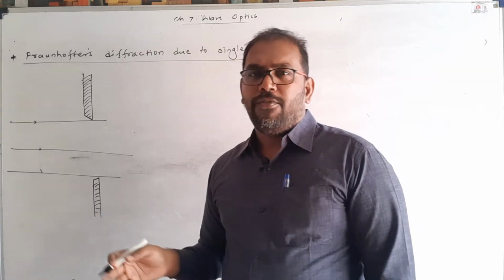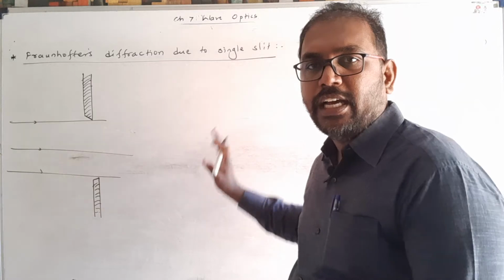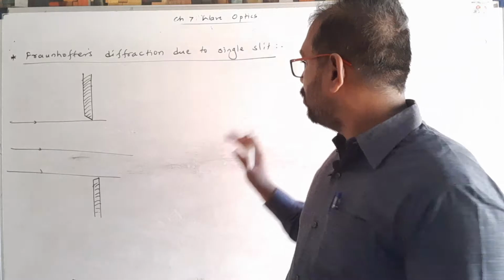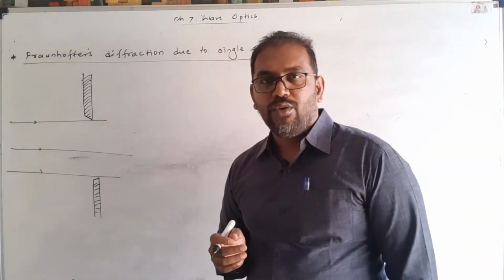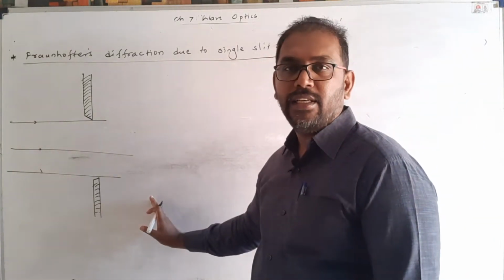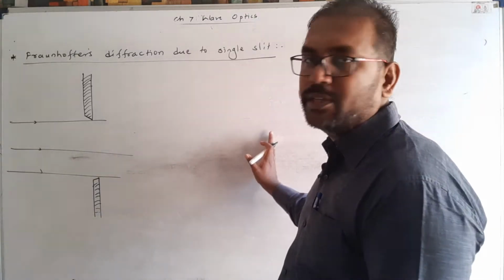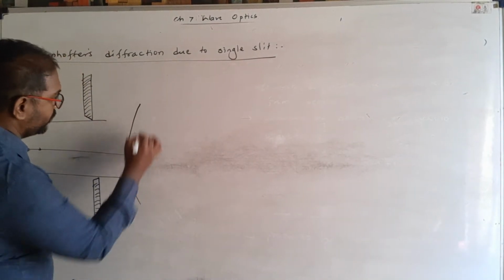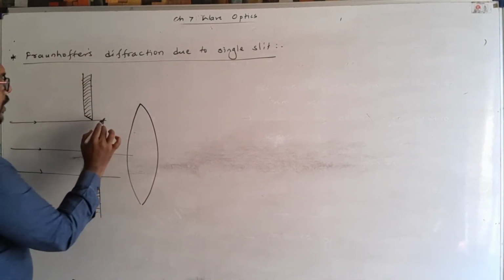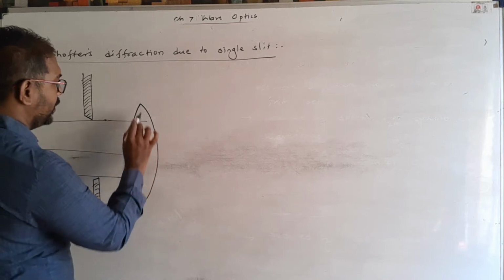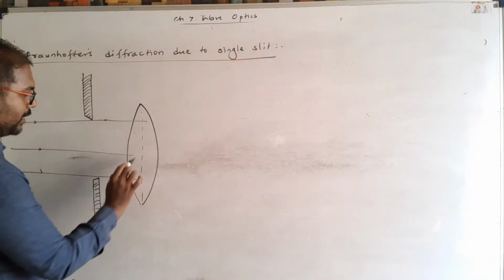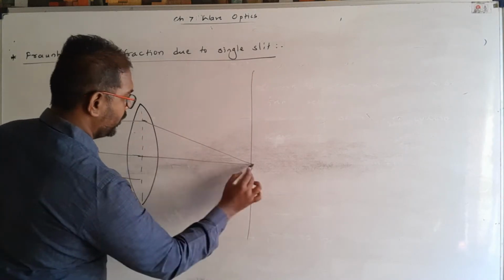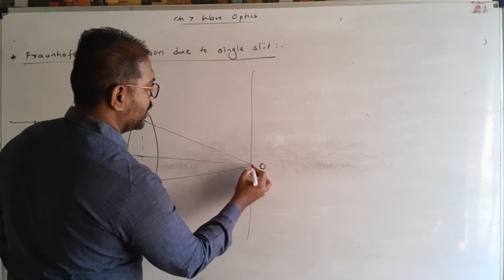Now, if we get a diffraction pattern at infinitely large distance, how do we observe it? So we have to bring that diffraction pattern closer. We can do one thing here, we can keep a convex lens. Because of that convex lens, we get the diffraction pattern in the focal plane of the lens. So this is a convex lens, and due to this lens, we get a diffraction pattern in the focal plane of this lens. So I consider this is the screen. So this is the central point. So we get here the central bright point.